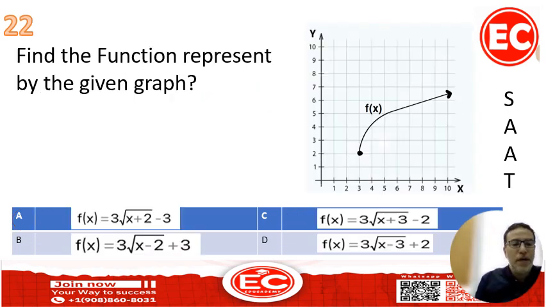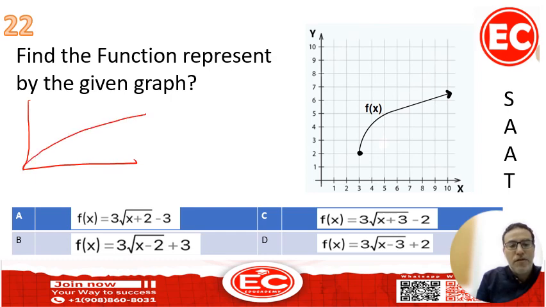Regarding question number 22, find the function that represents the given graph. You have a graph and you are looking for the function. If you studied the graph of the function enough, you will notice that this graph represents the graph of a radical, and the graph of a radical always starts from the point 0 and 0. So it's clear that the choices, all of them are radical.